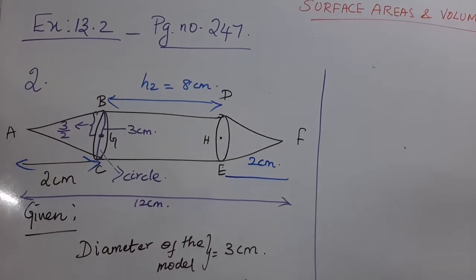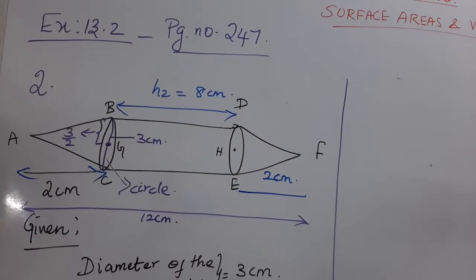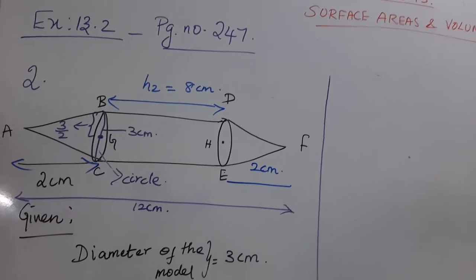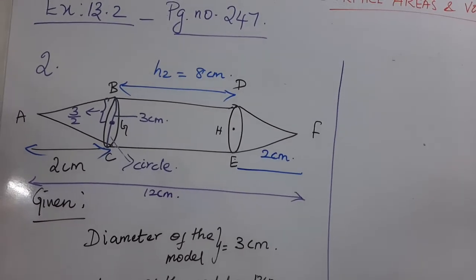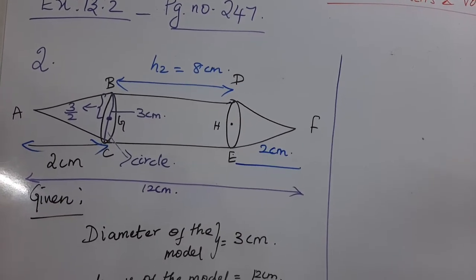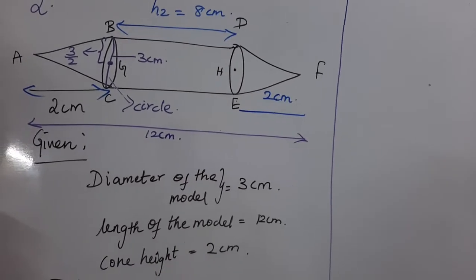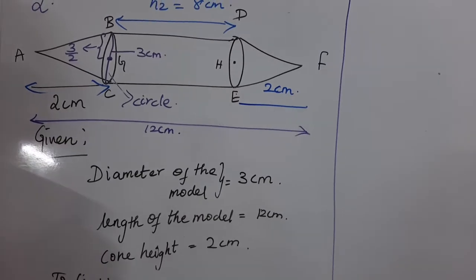Now we got all the dimensions of the model. Height of the cylinder 8 centimeter. Radius of the cylinder 3 by 2 centimeter. Height of the cone is given in the question itself, 2 centimeter. And the radius of the cone is also the same as the radius of the cylinder, that is 3 by 2 centimeter. Let's start solving the sum.